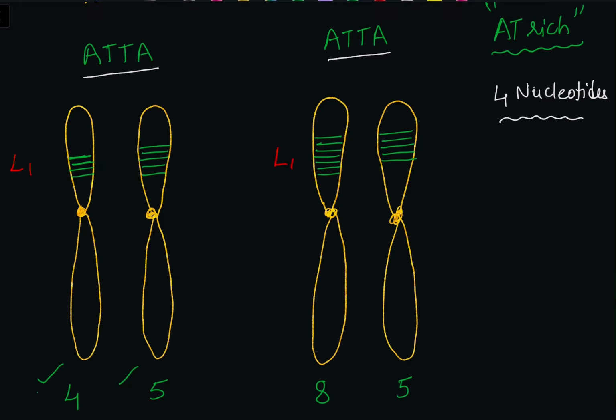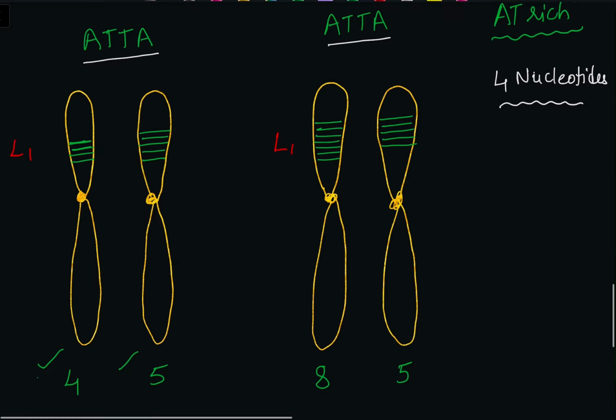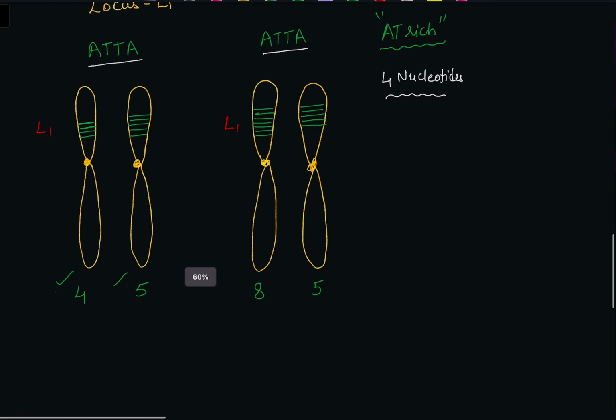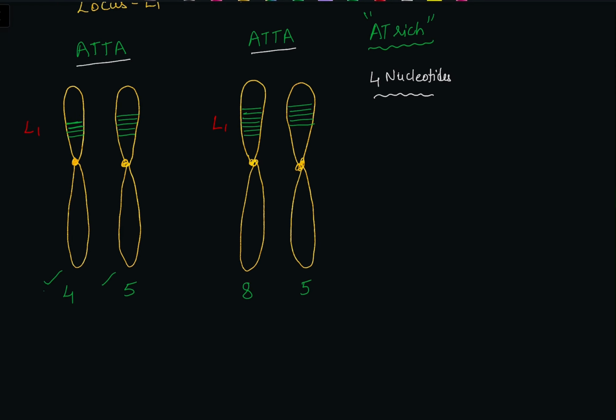Clear? So what you have understood is that the number of times it is repeated is what makes the difference here. If a sequence of ATTA is repeated 4 times, that is 4 nucleotides repeated 4 times. Total number of nucleotides, 4 fours are 16. The length of this repeat will be 16 here. In the second case, the 4 nucleotides ATTA are repeated 5 times, so the total length of the repeat would be 20 nucleotides, right?